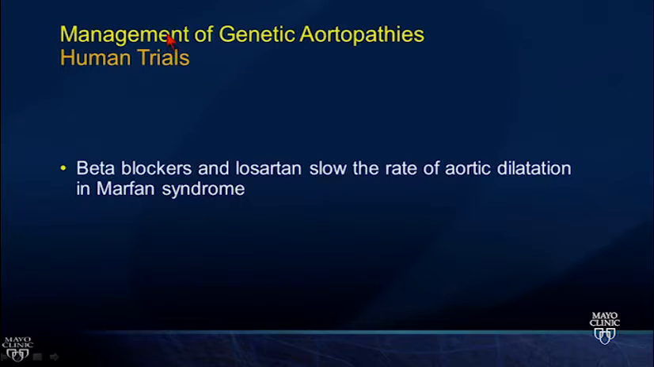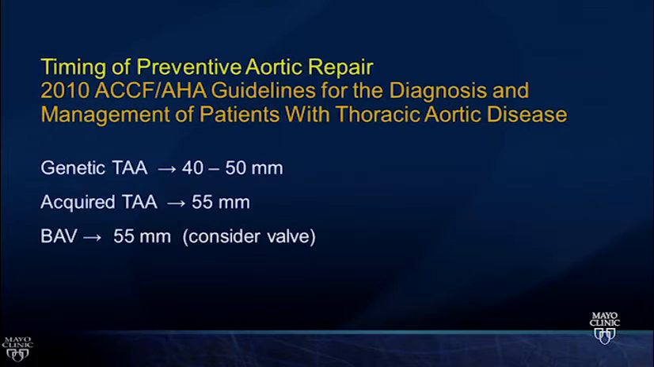There was just a meta-analysis of 6 trials, and the basic message is that beta blockers and losartan do slow the rate of growth of the aorta in the Marfan syndrome. The effect so far is modest, and I can talk about this for a long time, but I won't. If any of you are curious later, we can talk about it. But it basically does work, but it's modest so far.